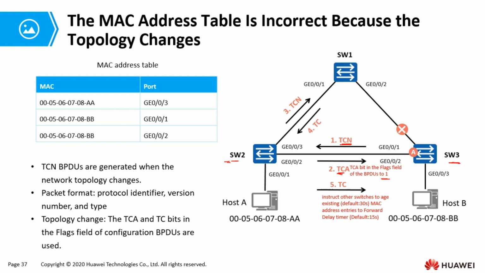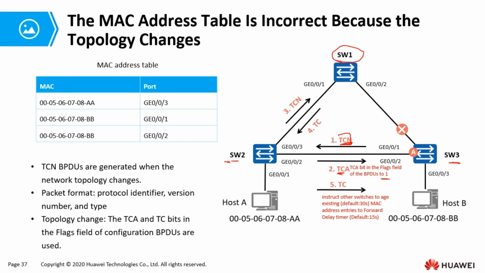At the same time, it will instruct switch 3 to stop sending the TCN BPDU, otherwise switch 3 will keep sending it. So once switch 2 receives it, it will set the flag and send back the TCA: I have received your TCN BPDU. After that, switch 2 will forward this TCN BPDU to the root bridge, because in this case we assume switch 1 is the root bridge.